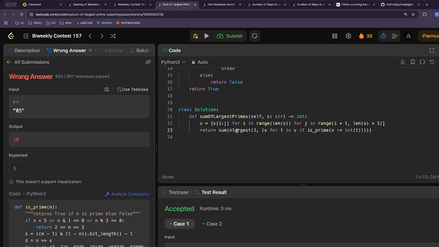Why is this not working? We're returning.